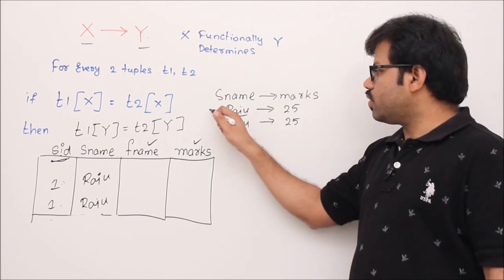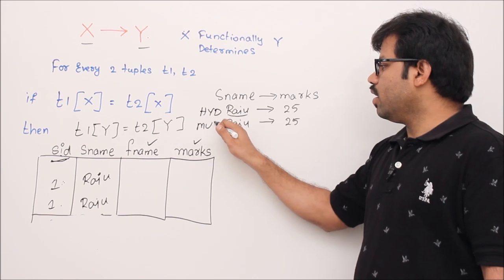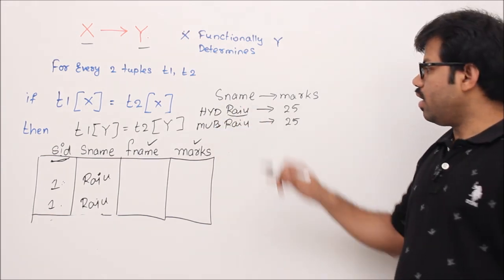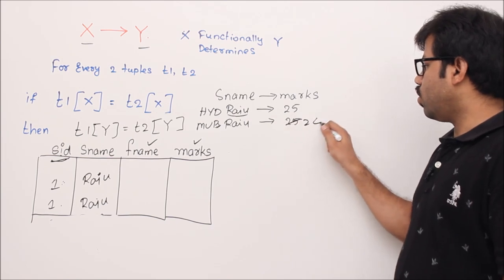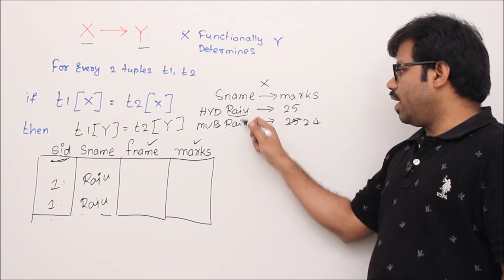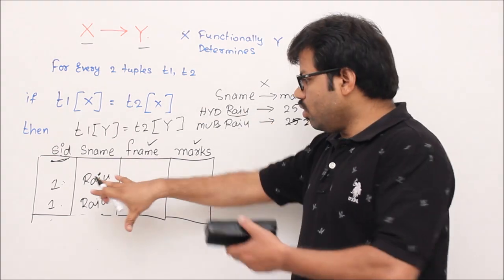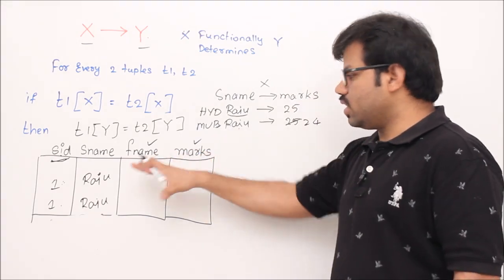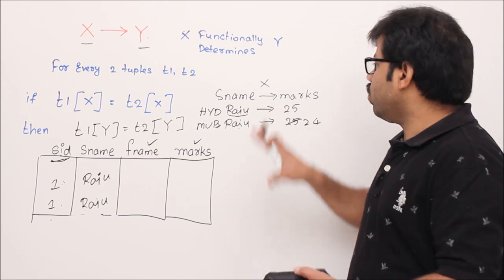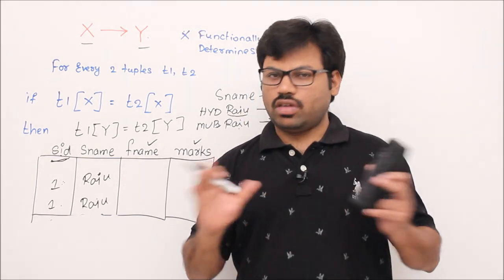For example, this Raju is from Hyderabad and another Raju from Mumbai. Then there can be multiple people with the name Raju. Their marks might be different. So now, student name determines marks is absolutely false, because names are agreeing but marks are not agreeing. That is the meaning of this data, right? That is the way this data is defined. So for such data, student name determines marks is absolutely wrong.